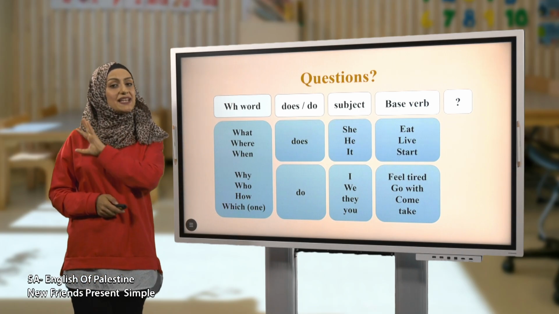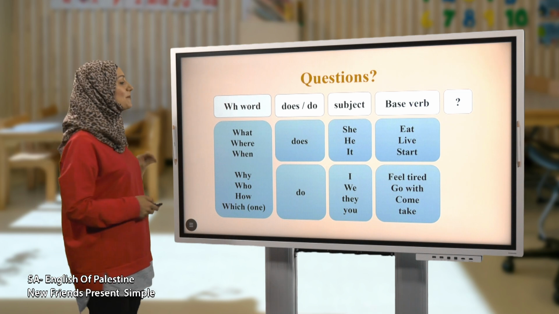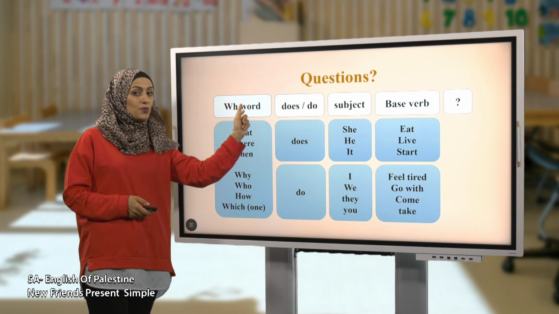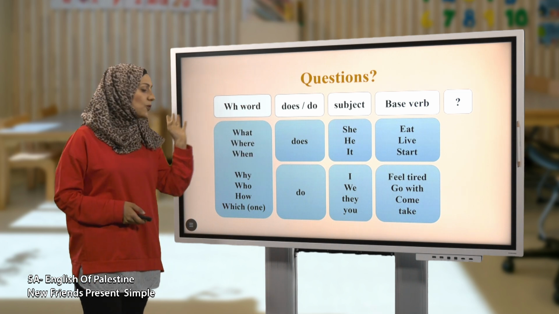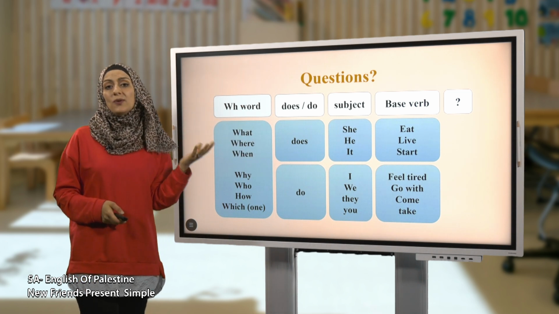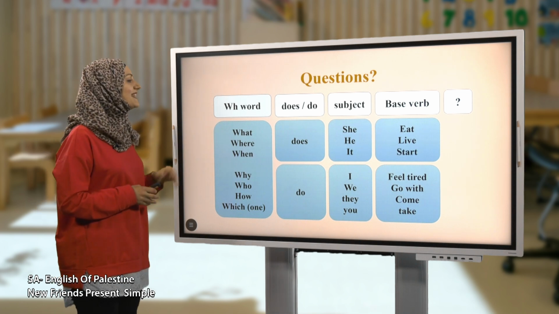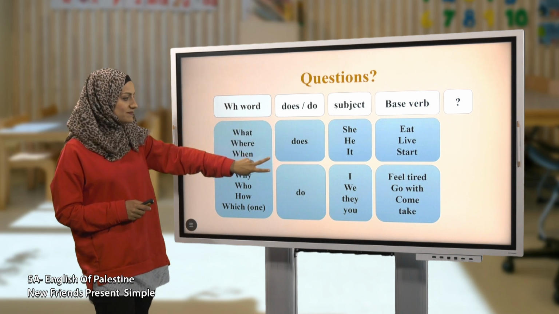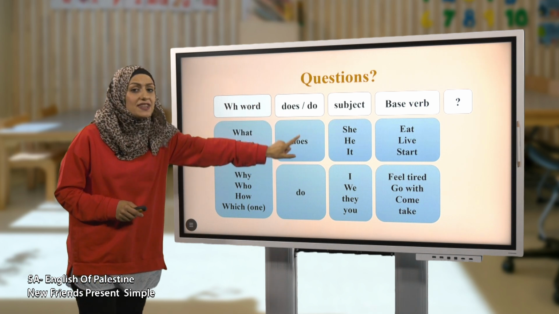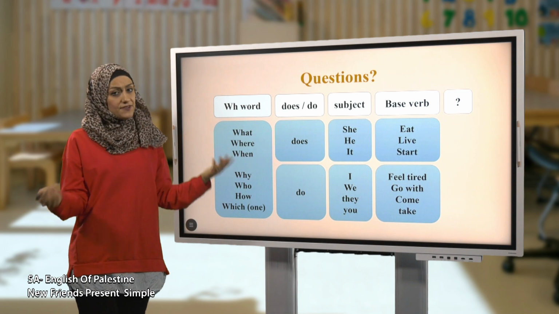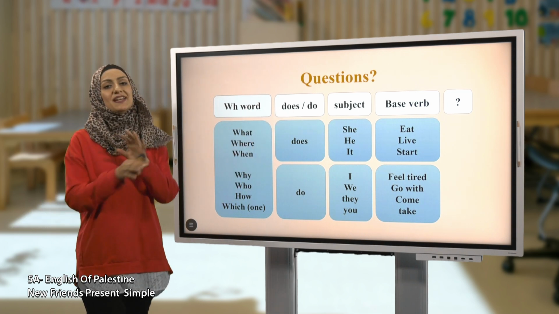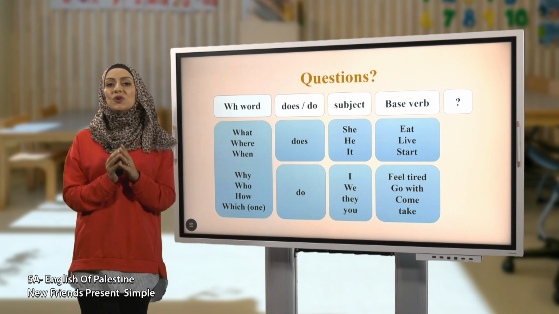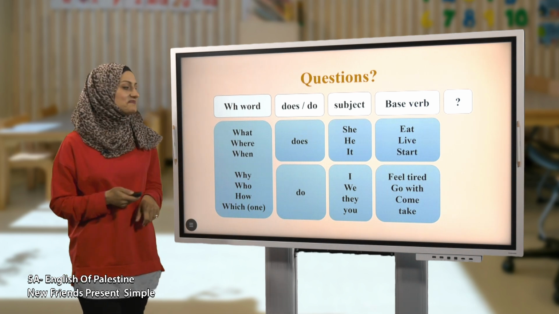Excellent. So it's very easy to form a question using the present simple. Simply you need to use a WH word like what, where, when, how. It depends on your question, of course. Then you choose either does or do, depending on the subject. And after that, you put the verb in its base form. What do you do every day?